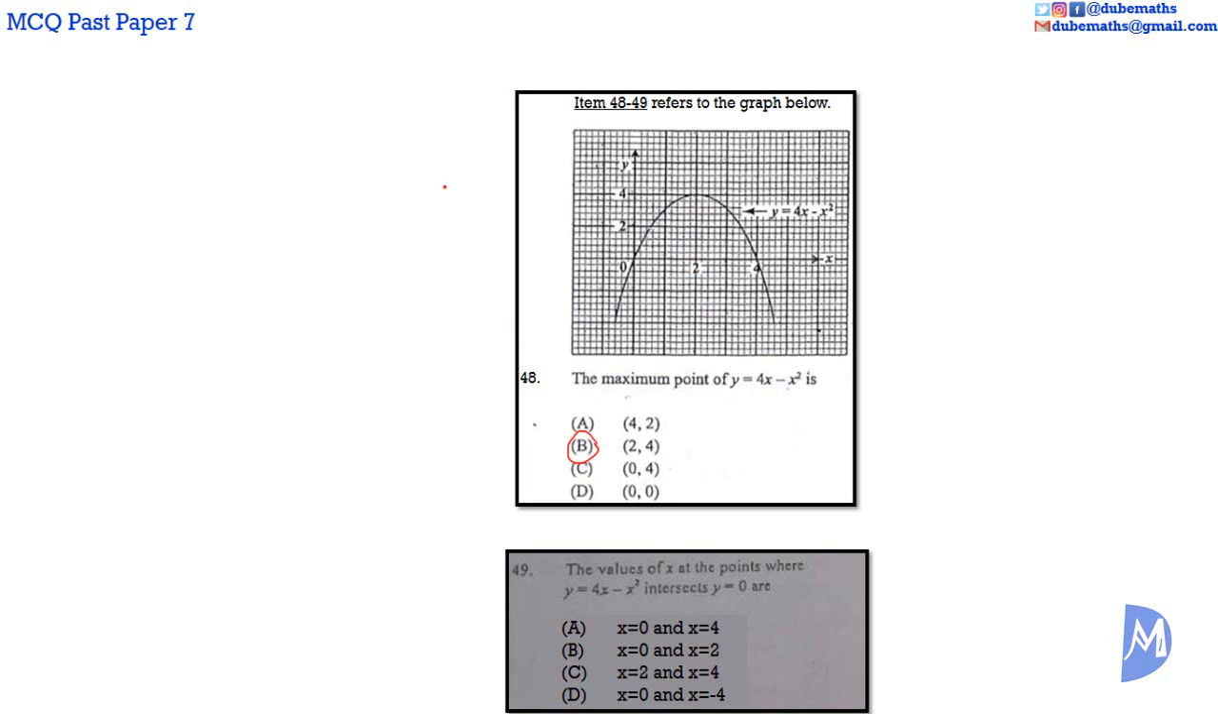Question 49. We're looking for where the curve intersects y is equal to 0. y is equal to 0 is the x-axis. So where the curve intersects the x-axis is at the point where x is equal to 4 and x is equal to 0. The answer is A.